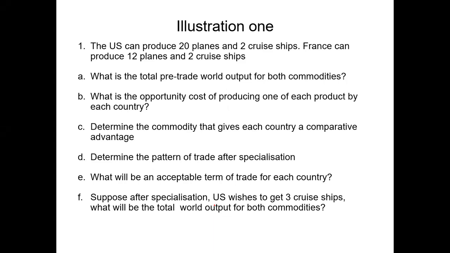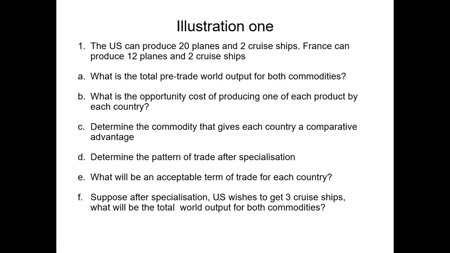Okay, so the next question says determine the commodity that gives each country a comparative advantage. Remember the definition: comparative advantage is the commodity that you produce using lesser resources as compared to your other neighbor or the other trade partner. You have comparative advantage when you are able to produce that commodity with relatively lesser opportunity cost of resources.